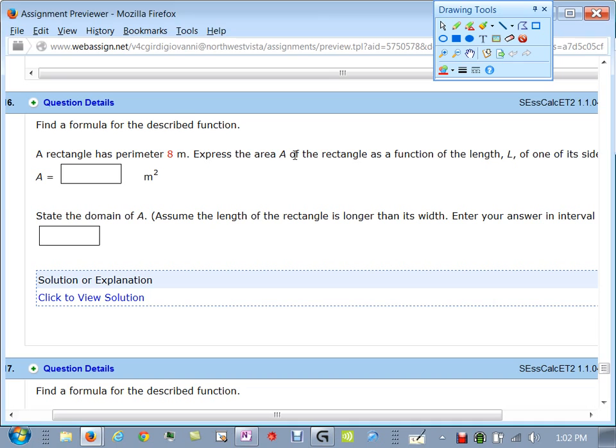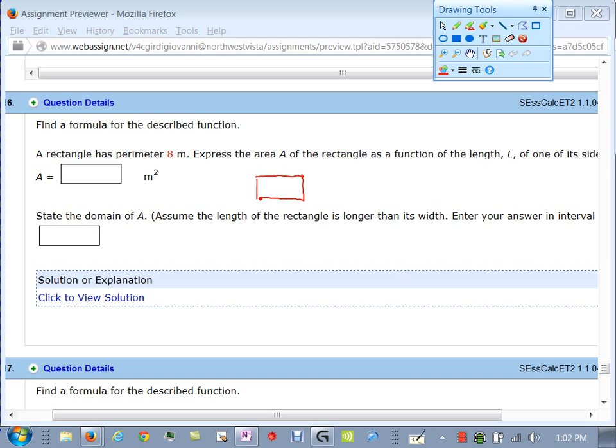Okay, we have a rectangle. It has a length and it has a width. We don't know what that is necessarily right now, but we do know the perimeter is 8. But the perimeter is equal to twice your length plus twice your width, right? So it says express the area of the rectangle as a function of L. So what we want is our area. You need to be able to determine the area by someone just giving you the length. Well, we know the area of a rectangle is length times width.